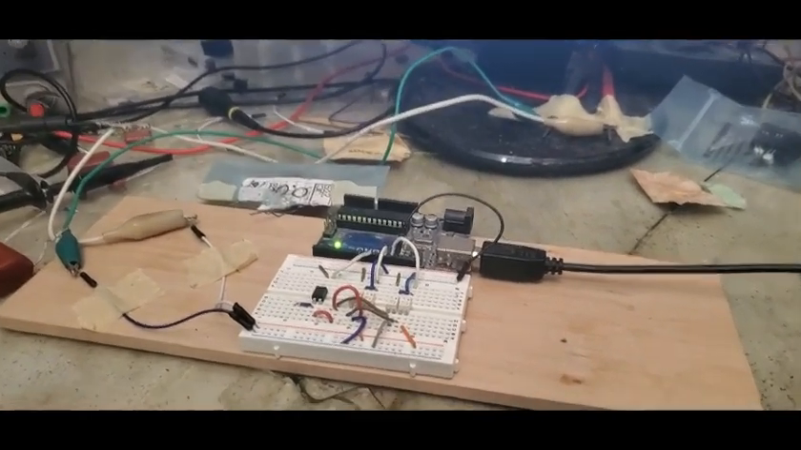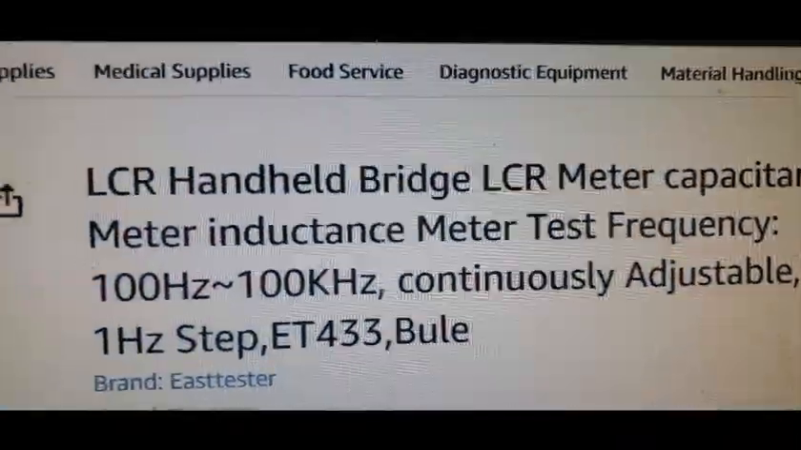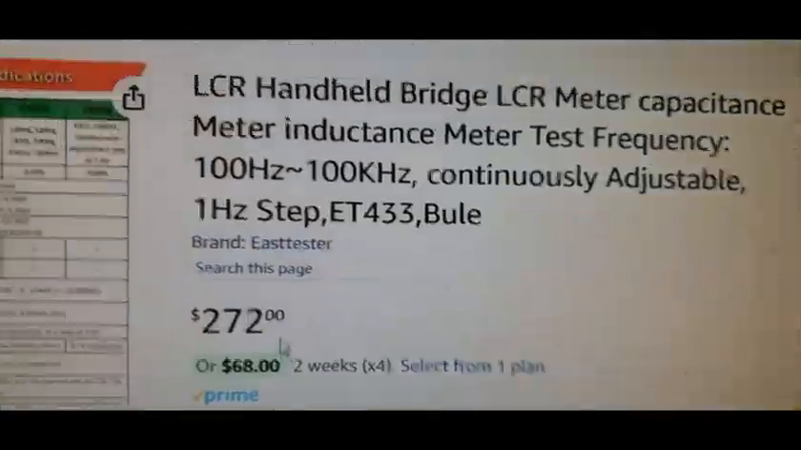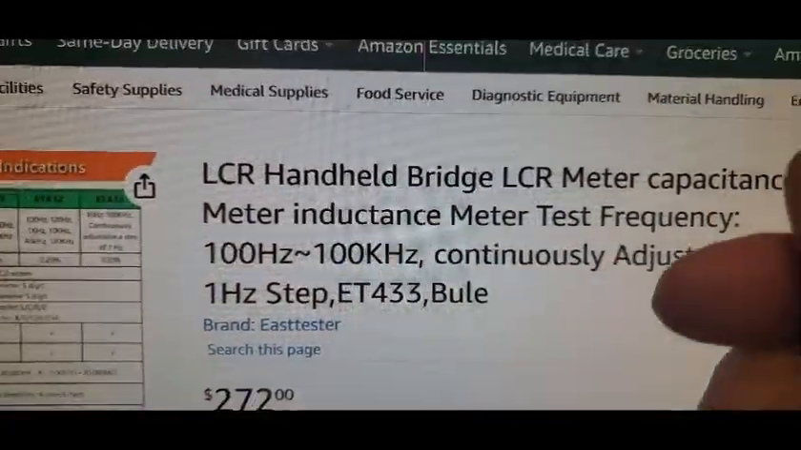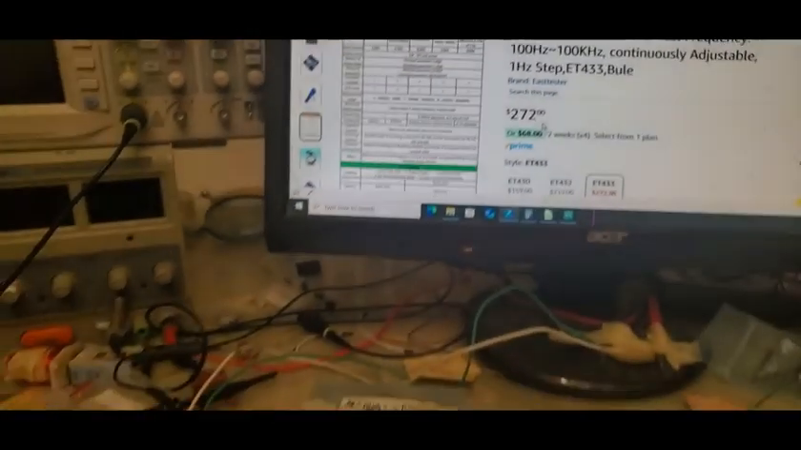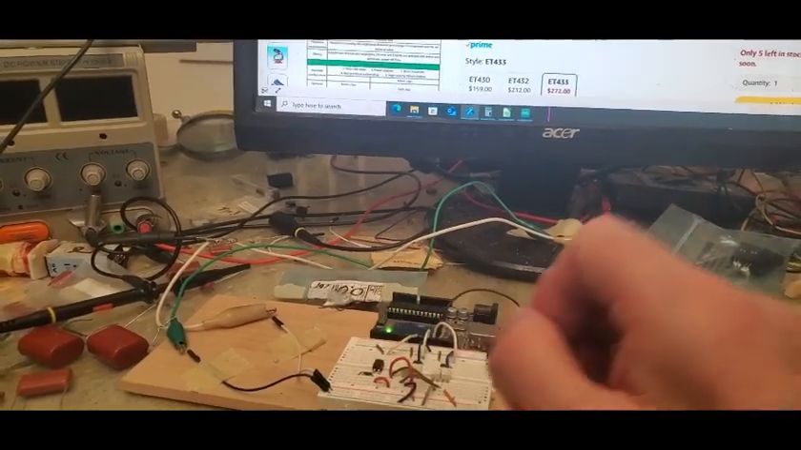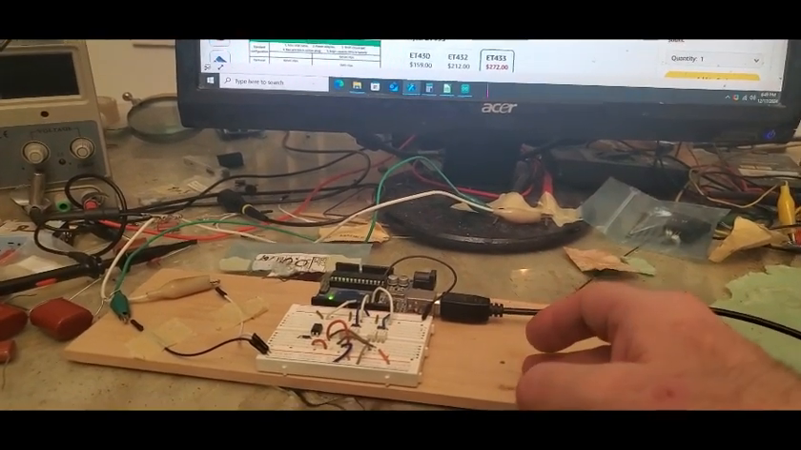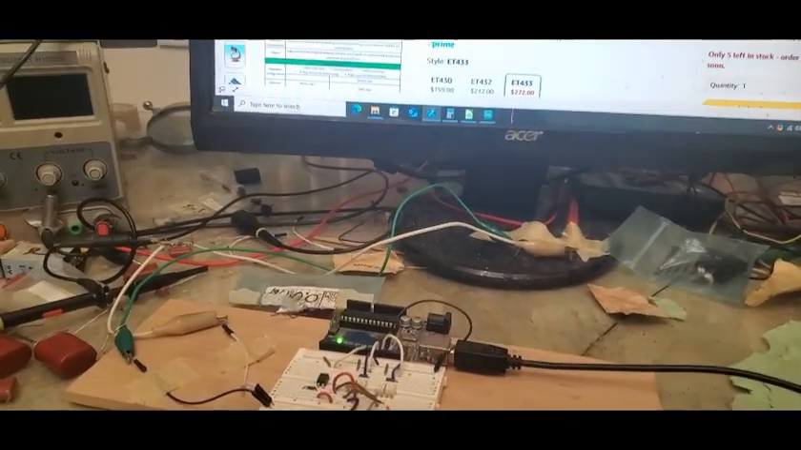And I found all these really expensive things. And then let me show you what I found here. Look at this. LCR handheld bridge, continuously adjustable from 100 hertz to 100 kilohertz. Perfect. And it lets you adjust it 1 hertz at a time. So in other words, you put in the cap and you know what the resonant frequency is. And so you could just set the LCR for what's the actual impedance there. What's the reactive resistance plus the straight line DC resistance.